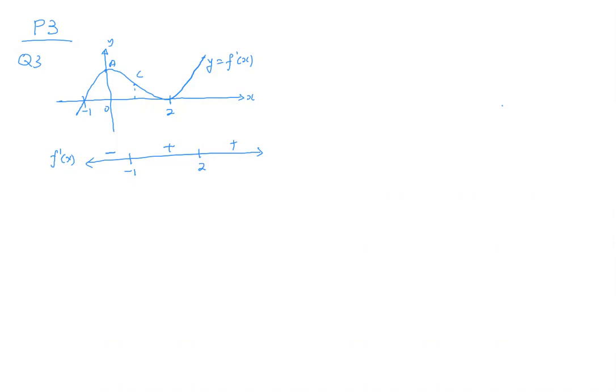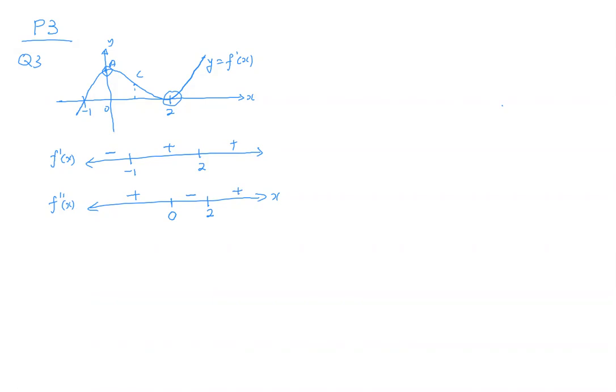Then you want to draw the f double prime x sign diagram. You have to know f double prime x is the rate of change of f prime x. So there are two turning points here, so you have to mark down 0 and 2. When f prime x is going up, f double prime will be positive. Going down from 0 to 2, f prime is going down, so f double prime will be negative, then will be positive. Okay, so we are done with part A.